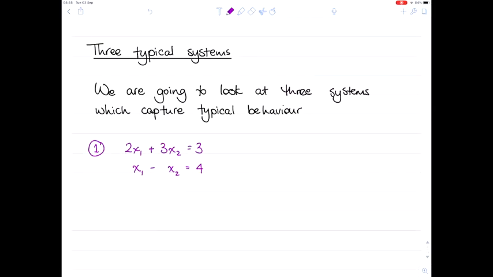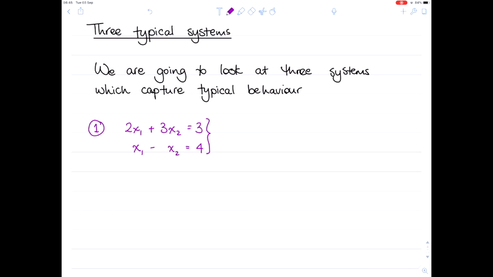So it turns out that whether you have an example which has just 2 variables and 2 equations, or many more variables and equations, there are really 3 kinds of solutions that you can get to a linear system. And it's helpful to have these 3 possible behaviors in your head. We're going to just look at 2 variable, 2 equation systems and see how they behave.